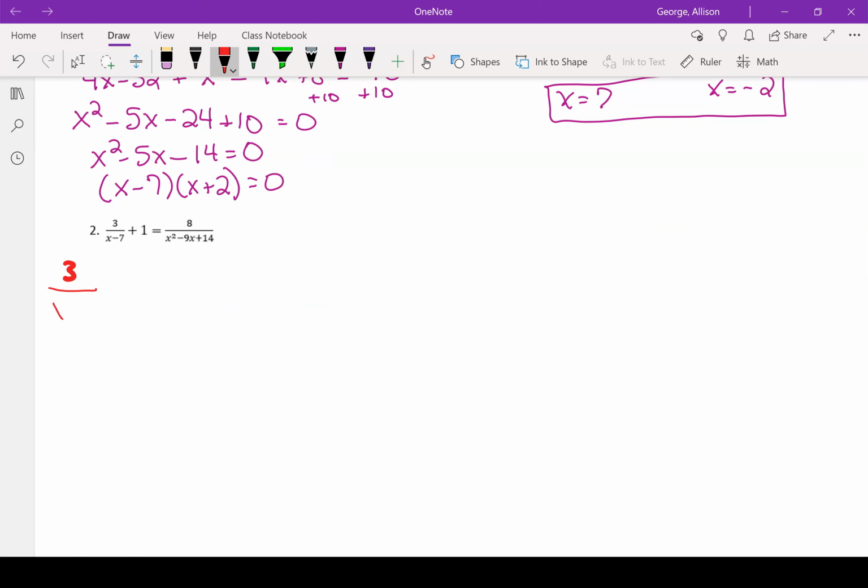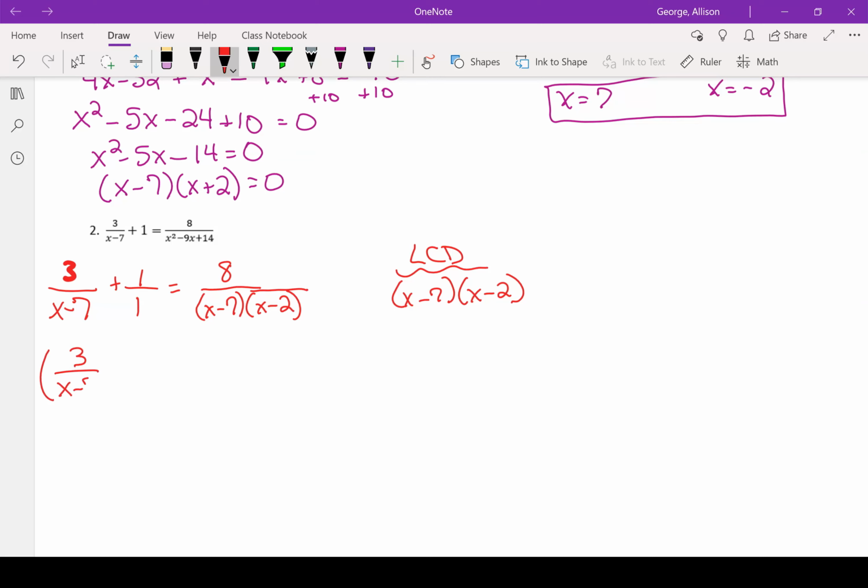So we have 3 over x minus 7, plus, I'm going to go ahead and make it a fraction, 1 over 1. And then for this one, when we factor that, we're going to end up with x minus 7 and x minus 2. When we find our least common denominator, we're going to end up with x minus 7 times x minus 2. And so that's what we need to multiply by.